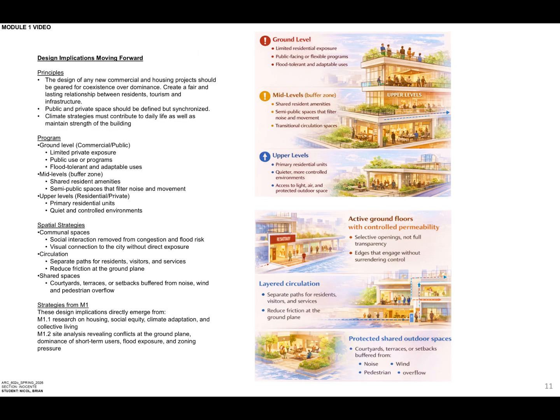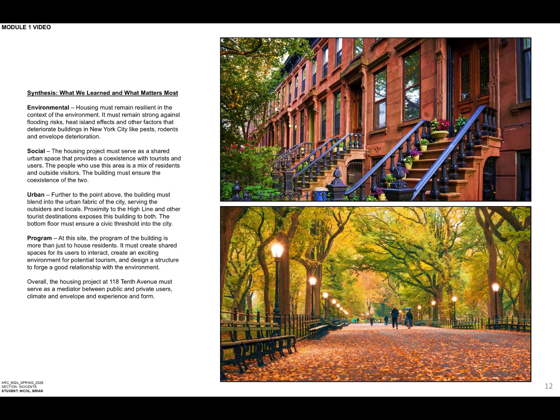Looking at the design implications moving forward, I want to emphasize the program where we can use the ground level, mid levels, and upper levels as a way to foster a relationship between public and private. And I want to create spatial strategies like communal spaces, good circulation, and good shared spaces where these relationships can be enhanced. Taking a look back, we look at what we learned and what matters most between environmental, social, urban, and program. These items all have to be taken into account to create a mediator between public and private users and create a good space that caters to climate and envelope design.